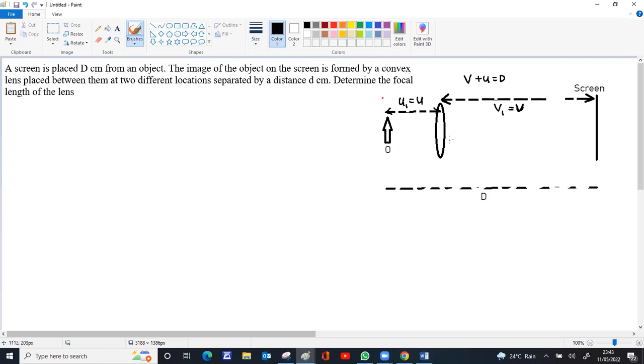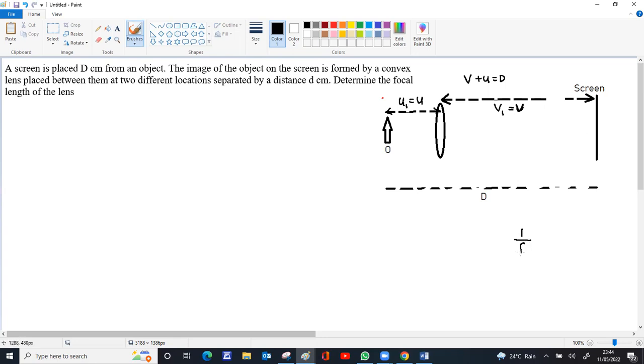Now, this lens is transferred to another position, again without changing the object and the screen. Image is formed on the screen. That is possible only if the object distance in the first case becomes the image distance, and the image distance in the first case becomes the object distance.